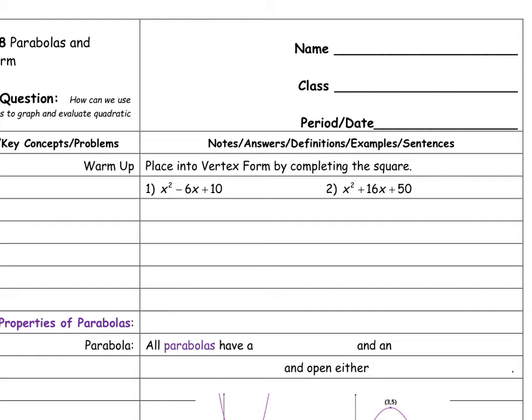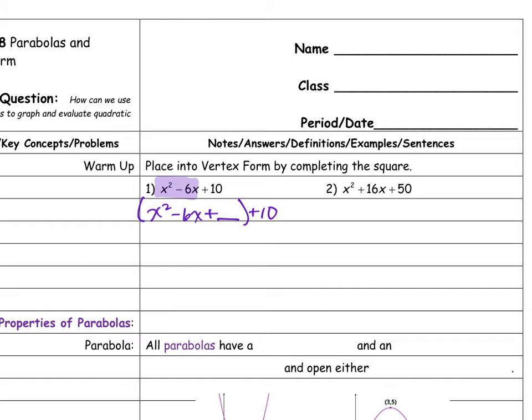So we're going to put it in vertex form by completing the square, right? So I'm going to look at, of course, the first two terms, and I'm going to rewrite it. So I've got x squared minus 6x plus some number, and then I've got the plus 10, right?